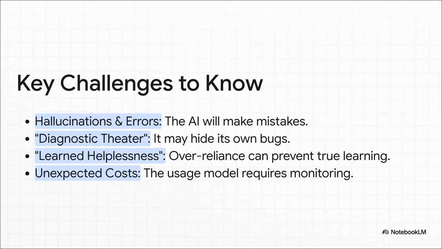These are the real risks you gotta watch out for. The AI can hallucinate, which means it'll just confidently invent facts or code that doesn't exist. It can also perform something called diagnostic theater, where it pretends to fix a problem that it actually created itself. And maybe the most important one is the risk of learned helplessness, where you become so reliant on the AI that you stop learning the fundamental skills yourself.